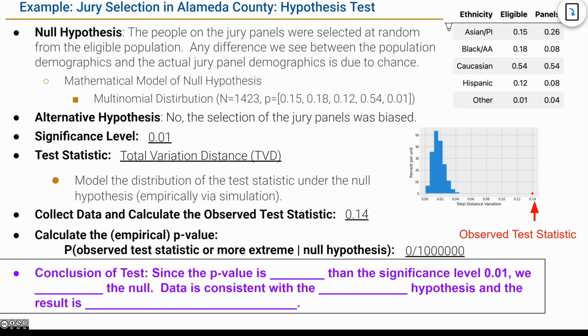So now just to summarize what we showed in the Jupyter Notebook, since our p-value is less than our significance level of 0.01, we reject the null. And so this says that our data is more consistent with the alternative hypothesis, and we say that this result is highly statistically significant. Now let's talk about this in a little more detail in terms of the actual context.